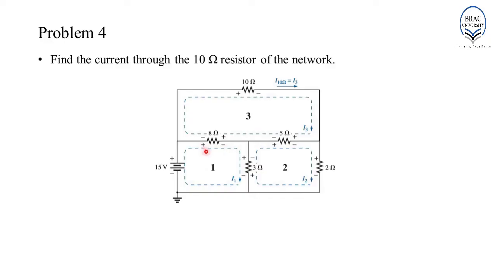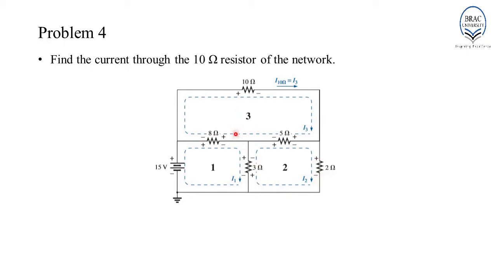Therefore, this is positive and this is negative. I1 is entering through this terminal, leaving through this terminal. Thus, this is positive, this is negative. Considering loop 2, I2 is entering through this terminal, coming out of this terminal. Thus, this is positive and this is negative. I2 is entering through this terminal, coming out of this terminal. Therefore, this is positive and this is negative. I2 is entering through this terminal and leaving through this terminal. Therefore, this is positive and this is negative.